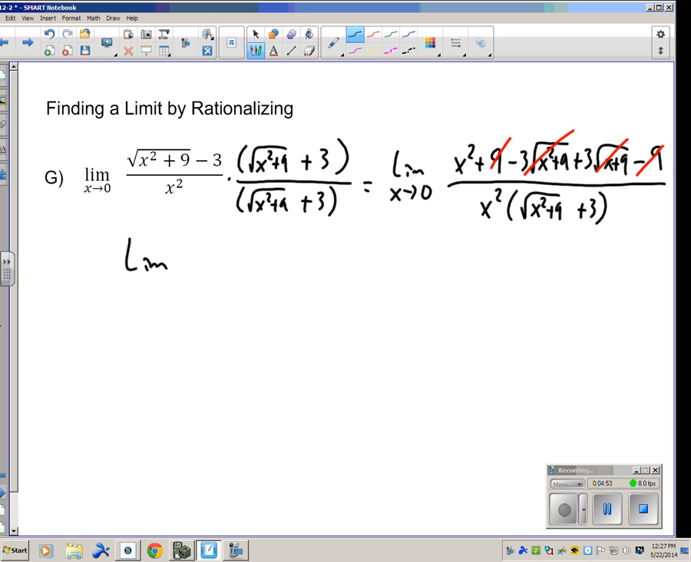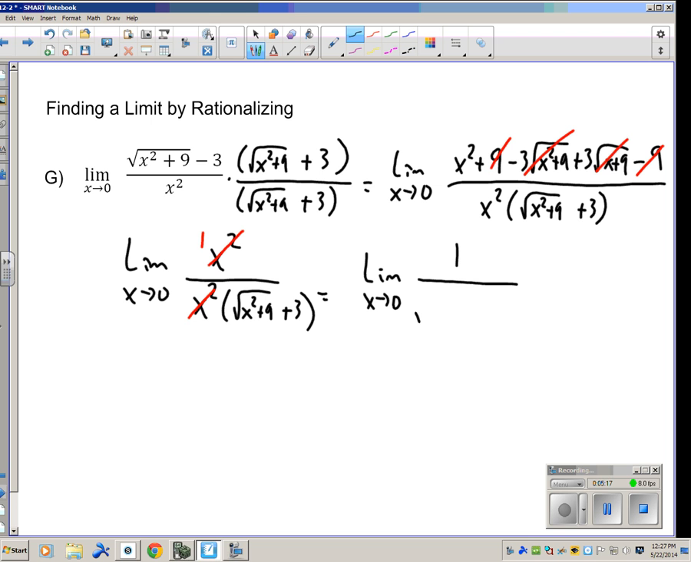So the limit as x approaches 0 there, we've got x squared all over x squared times the square root of x squared plus 9 plus 3. Notice what's going to happen now. The x squareds cancel out, and I'm left with a 1 up here. So now I have the limit as x approaches 0 of 1 over the square root of x squared plus 9 plus 3. So now I can go ahead and use direct substitution and substitute 0 in there for my x. So I'm going to do that.